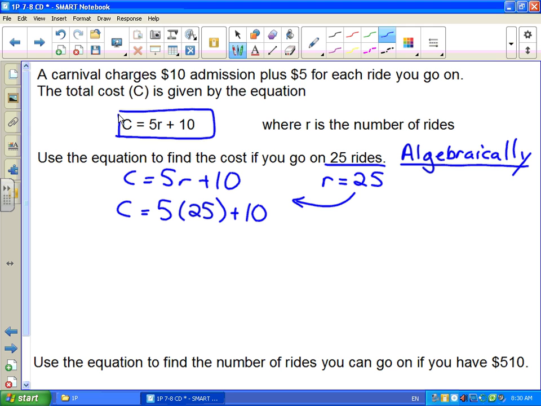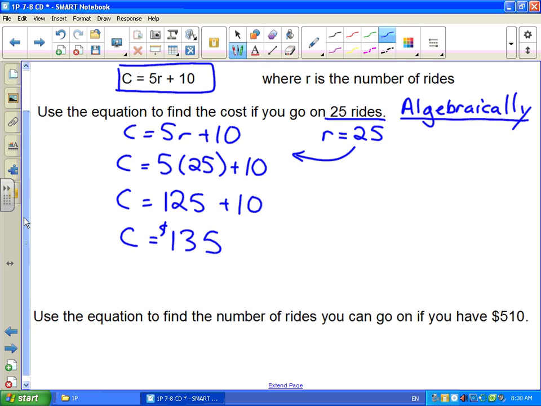And then we want to solve or evaluate for the other variable. So we do the multiplication first. 5 times 25 is 125 plus 10. And then 125 plus 10 is 135. So the cost is going to be $135. Let's take a look at the next one here.